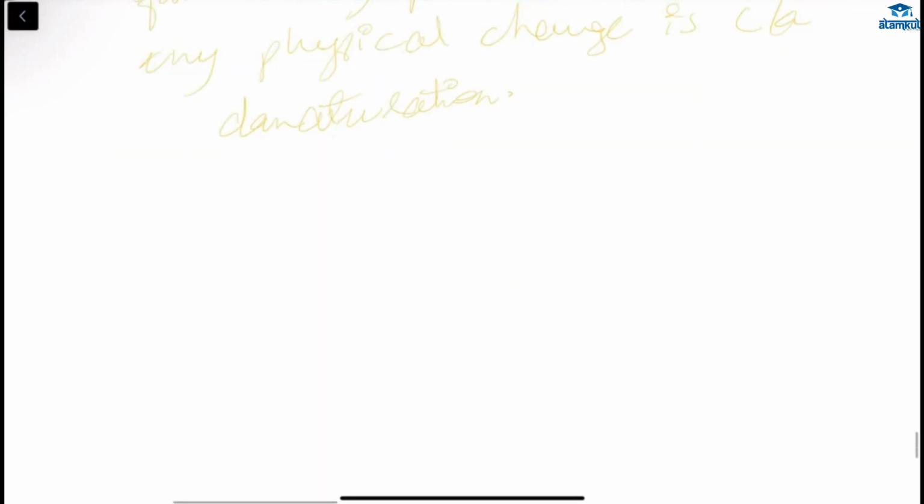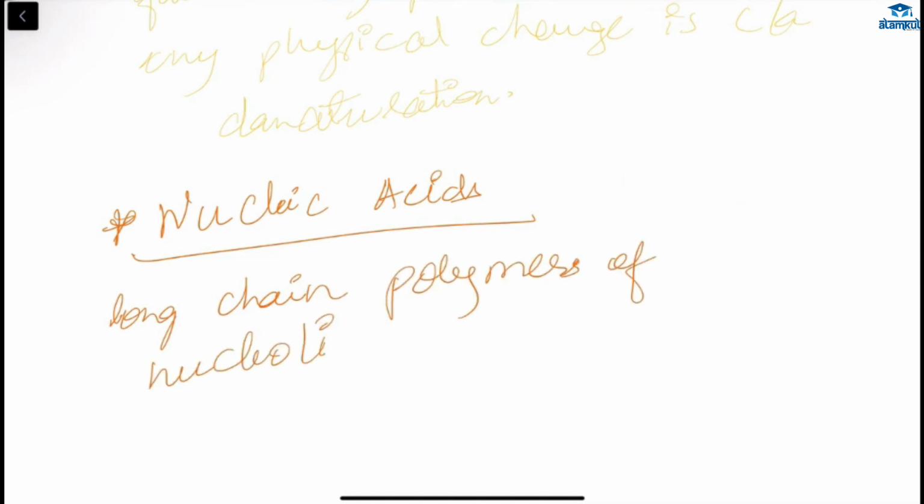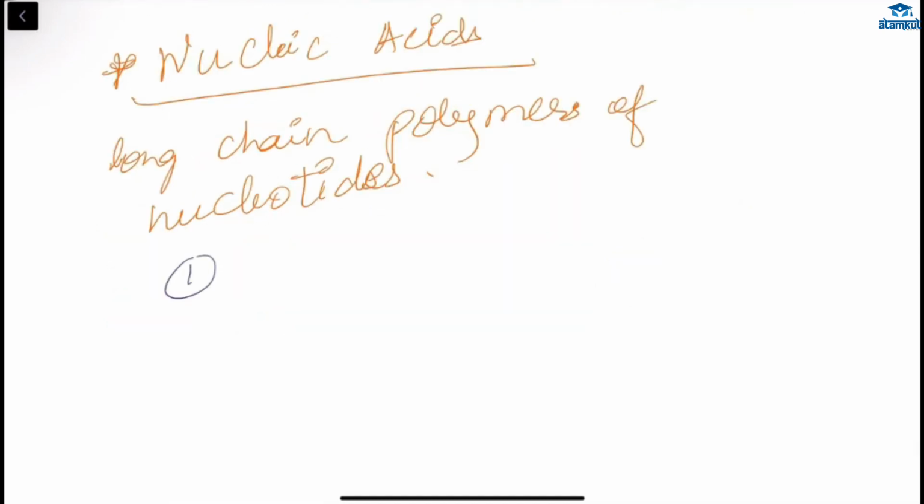Now, nucleic acids. Nucleic acids are basically long chain polymers of nucleotides. This is the last topic; then for enzymes and vitamins, I think only the definition is left. Nucleic acids are formed of 3 things, and you have to remember this one. One is pentose sugar.